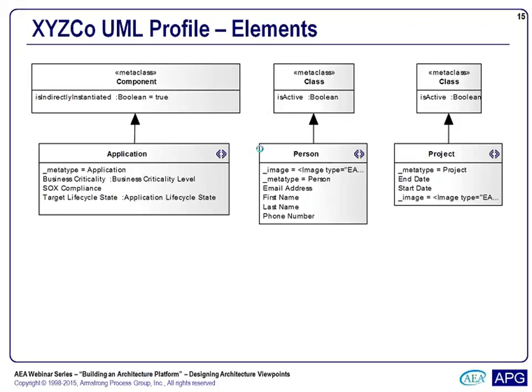And in this case, we need to identify the three types of elements that are in this metamodel: application, person, and project. And then in Enterprise Architect, you basically need to say what is the meta type that we're applying this to. So we chose that the application stereotype is going to be a specialization of a component in UML, but it's also going to have some attributes: the business criticality, SOX compliance, and lifecycle state. Person, we decided, was best represented as a type of class, and we've got some additional attributes for that as well, and the same thing for project.